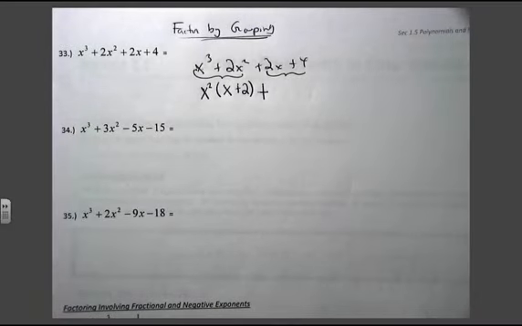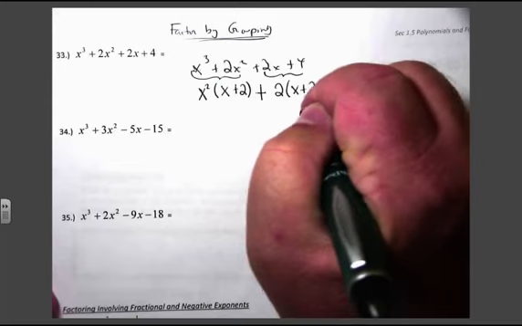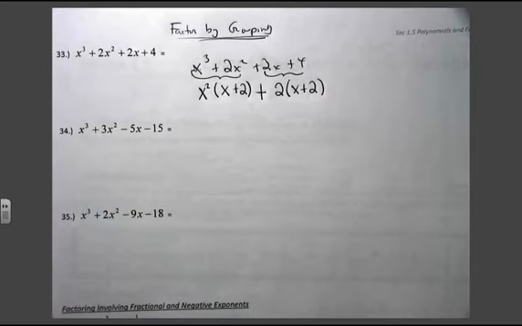What do you got in common there? 2. Factor out the 2. What are you left with? X plus 2. Now here's the trick on factor by grouping. When you factor out the first two terms and factor out the second two terms, there should be a common factor between those two sets. You went from 4 terms down to 2 terms.